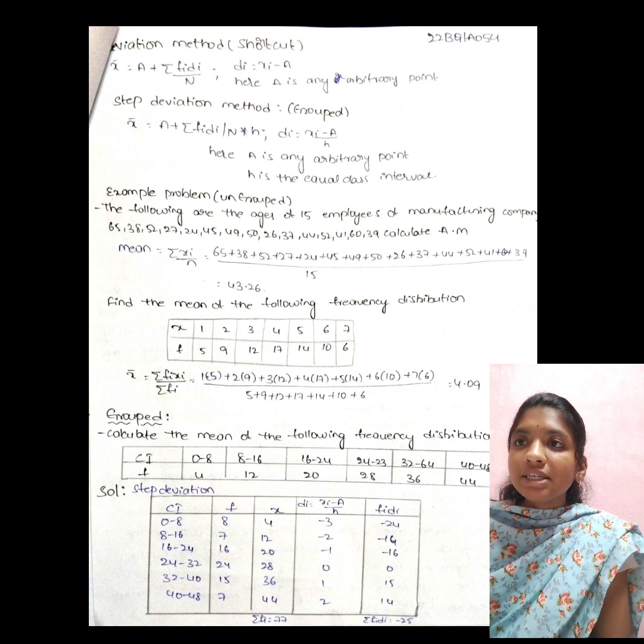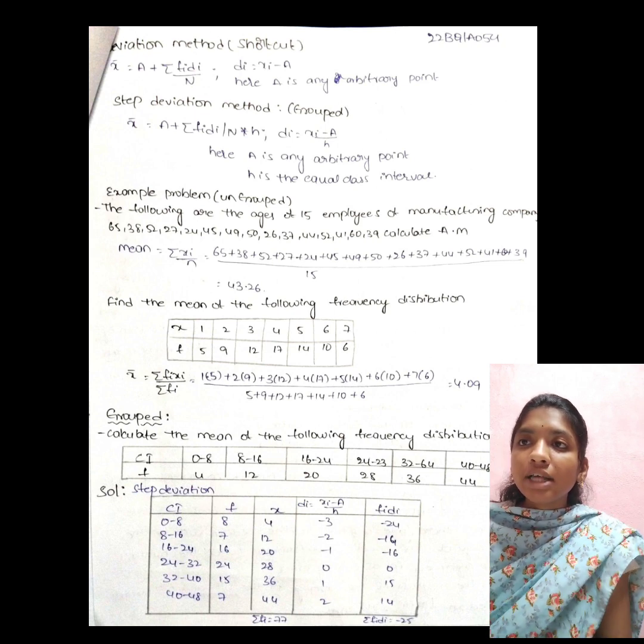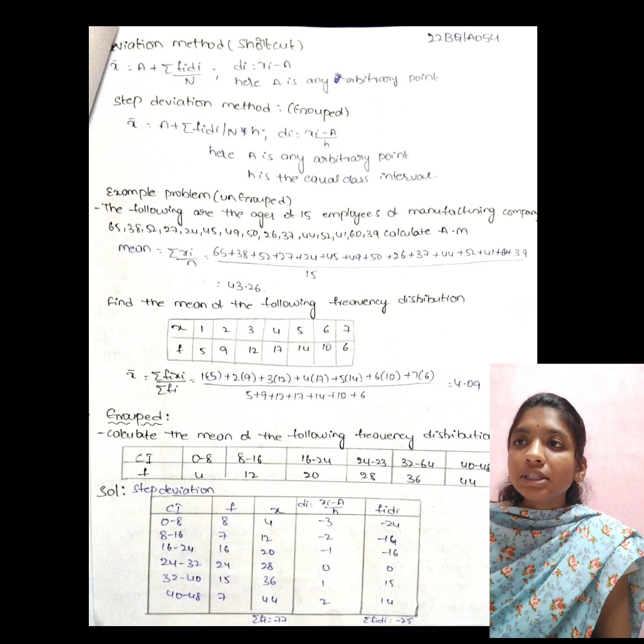And the second one is the deviation method. It is also called the shortcut method. If we see here an example, x bar, that is the mean, is given by a plus summation of fi di by n, where di is xi minus a. Here a is any arbitrary point.